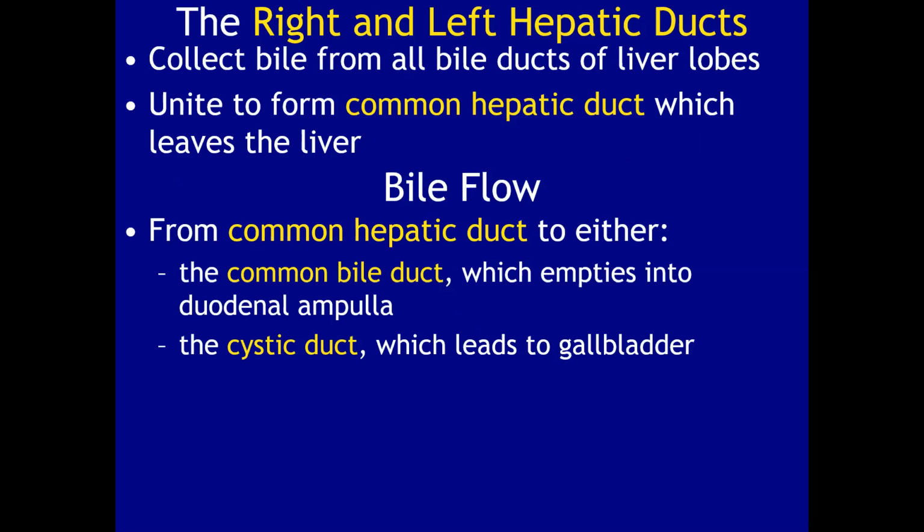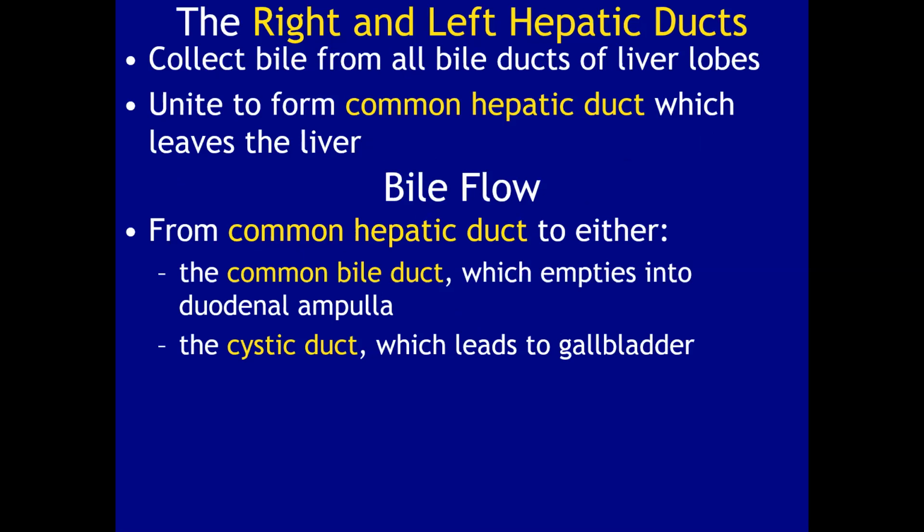So your right and left hepatic duct. If you see the word hepatic, you must think liver. It collects all the bile from the bile ducts in your liver, and they come together to form the common hepatic duct, which leaves the liver. The common hepatic duct will either go to the common bile duct, which empties into the duodenal ampulla, or to the cystic duct, which leads to the gallbladder.